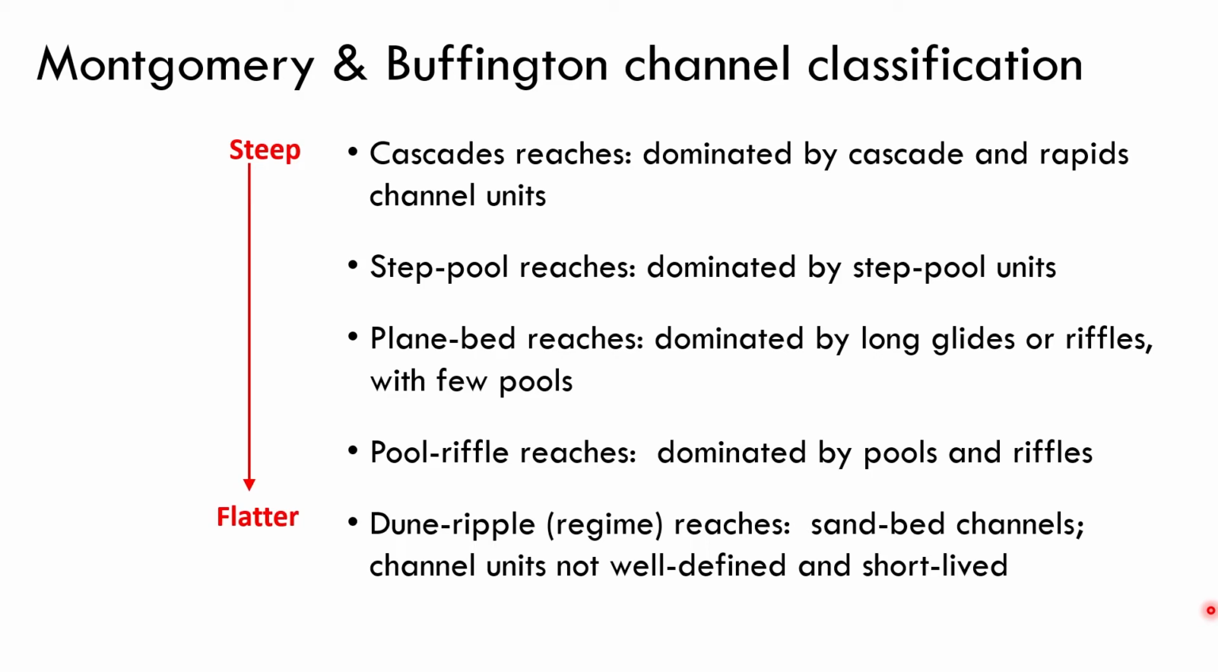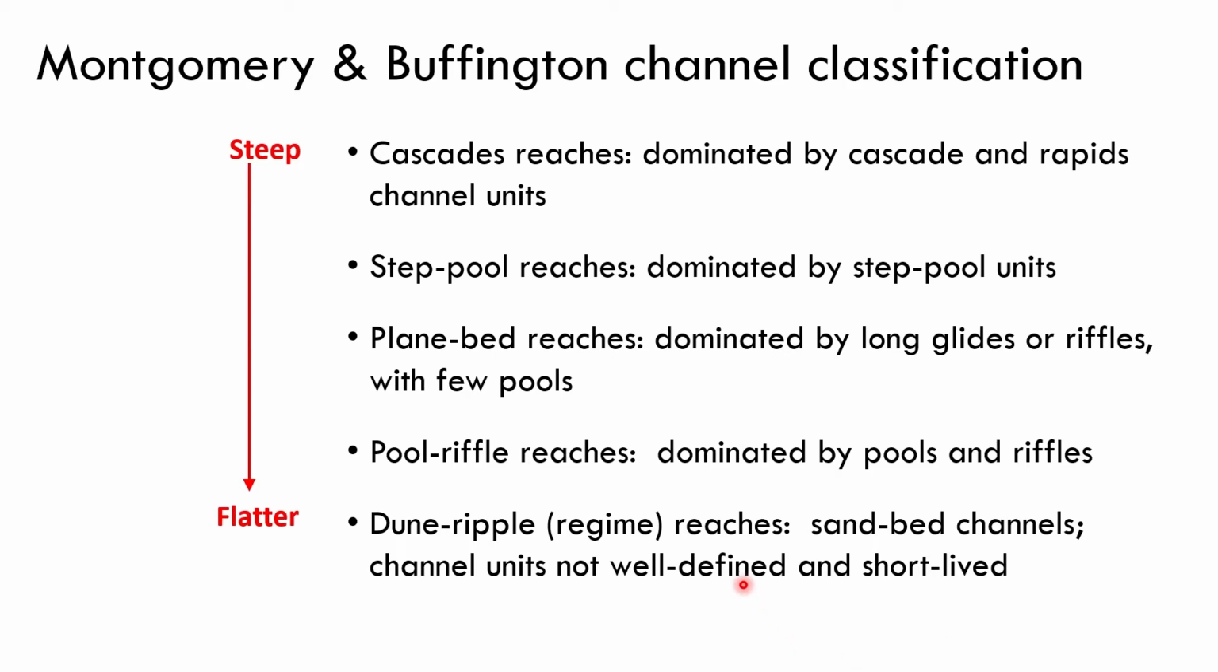They actually have a classification for what we call plane bed reaches, which are big, long, extended riffles between pools or with very few pools that tend to be in a little bit steeper environment. So we get these shallow, thin flows. Then we get into proper riffle pool reaches or pool riffle reaches, either way. And then once we get a little bit flatter into more sand-bedded channels, we get into dune ripple morphology.